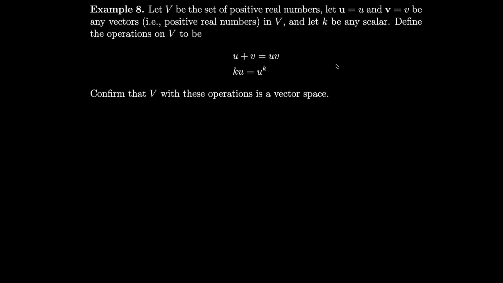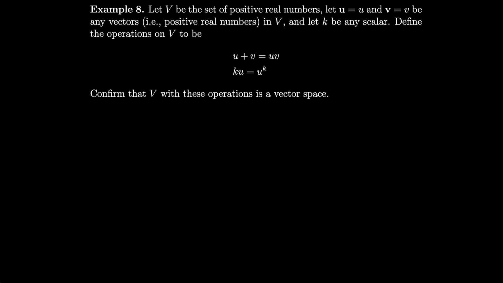For our last example, let V be the set of positive real numbers, let u and v be any vectors, that is, positive real numbers in V, and let k be any scalar. Define the operations on V to be u plus v equals u times v. So what we're saying is when we add two numbers, we're going to multiply them instead. And scalar multiplication, ku, is u to the k. So when we multiply a scalar times u, we're going to take u to that scalar power.